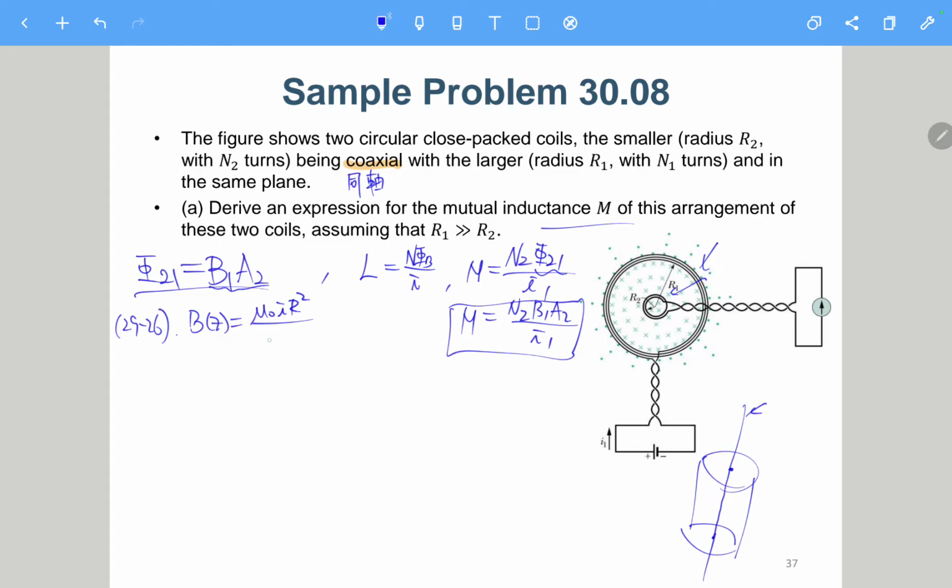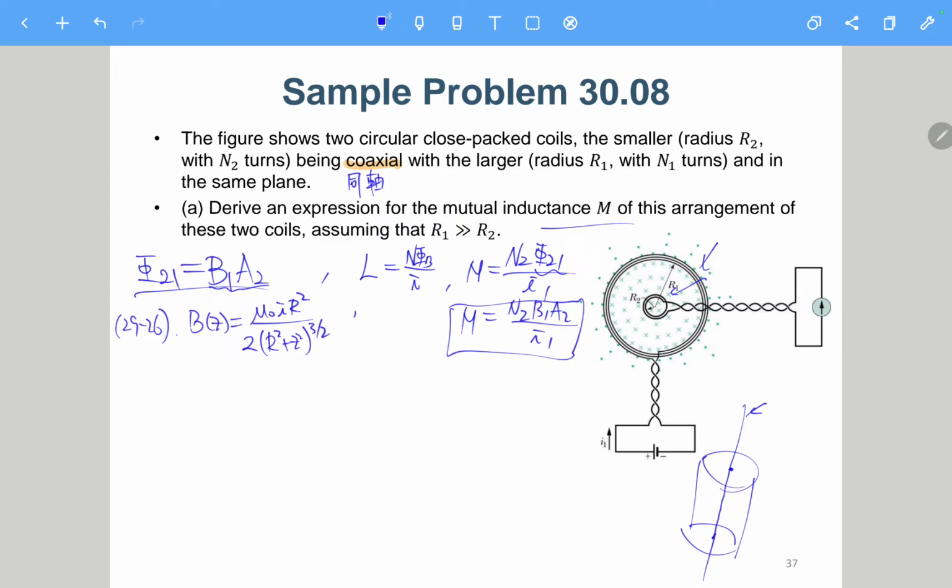and then over 2 times (R squared plus C squared) to the 3 over 2 power. So that time we tried to derive the magnetic field generated by a coil, by the magnetic dipole, and finally we tried to see when Z is much larger than R, what it will be, and we tried to simplify it. But here we don't apply that condition.